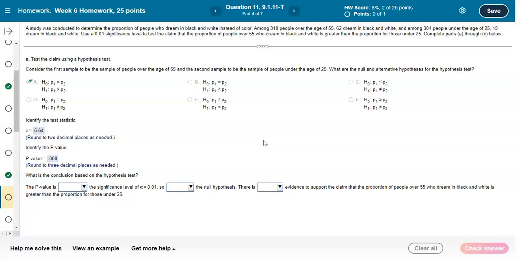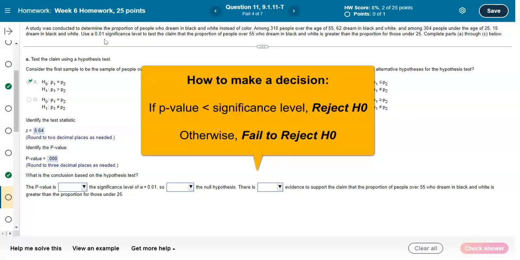So now we need to make a conclusion about our original claim based on the numbers we just got. The way we make our conclusion is we're going to compare the p-value to the significance level. In this case, the p-value was 0.000, so it's 0 basically. And remember, the significance level they told us to use is 0.01. So the rule is if the p-value is less than the significance level, you are going to reject H0. If the p-value is more than the significance level, then you will fail to reject H0.